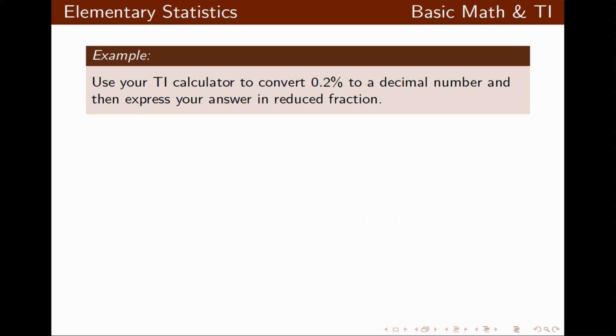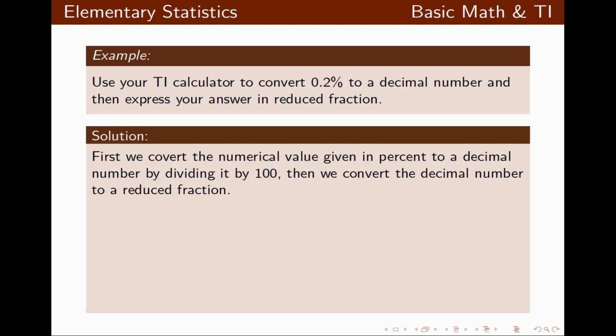To convert a percent to a decimal and then express the answer in a reduced fraction using the TI calculator. So one way to do that will be take the number and divide it by 100. That will convert it into decimal. So 0.2% will be 0.2 divided by 100.